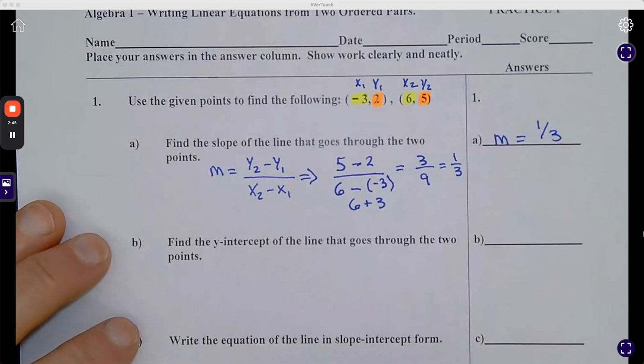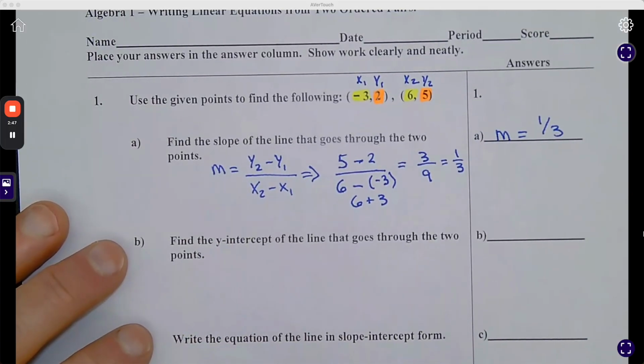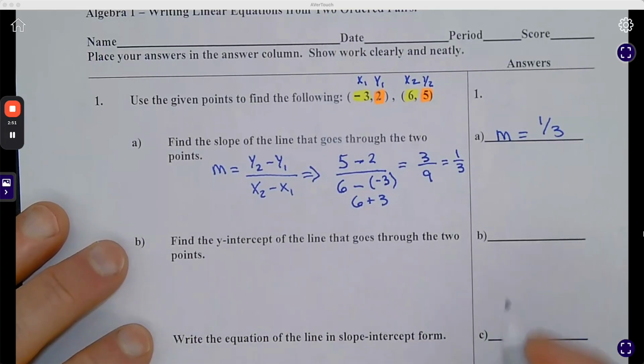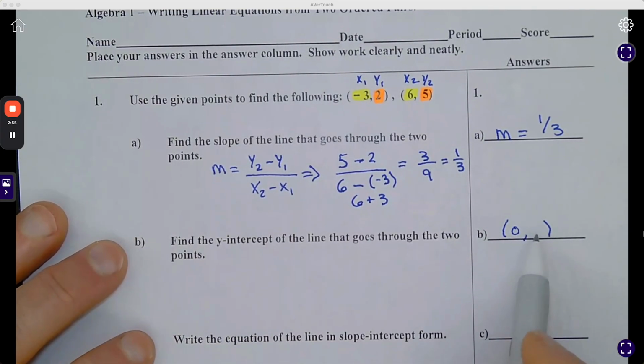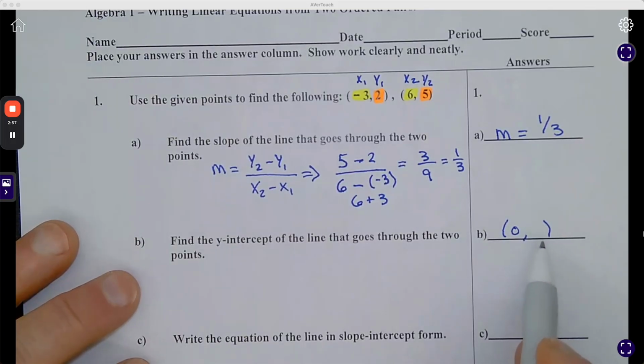All right, find the y-intercept. Okay, so the y-intercept always has an x value of 0, so we know that's true. So the ordered pair is going to be 0, comma, and then whatever we find to be the y-intercept. All right, let's do it.